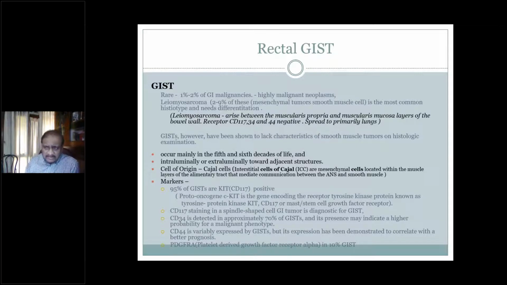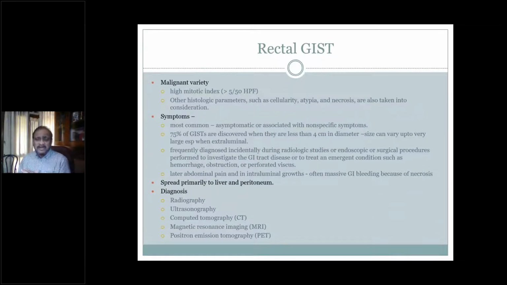So these are the markers which will identify the GIST tumor for you. Remember CD117, CD34, CD44, and the PDGFRA, platelet-derived growth factor receptor alpha. But one thing I would like to point out here, these are not the only markers, but these are the important markers, right? The malignant variety is indicated by, number one, a high mitotic index.